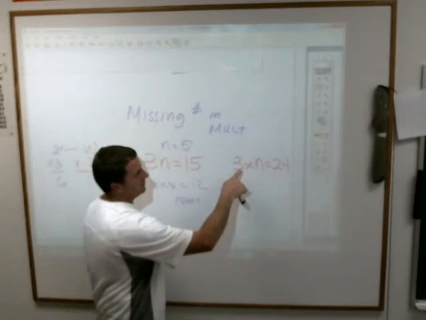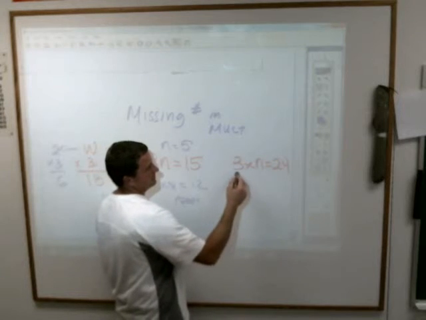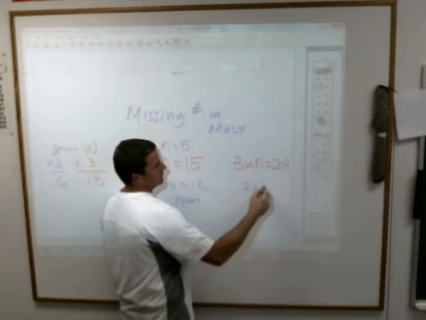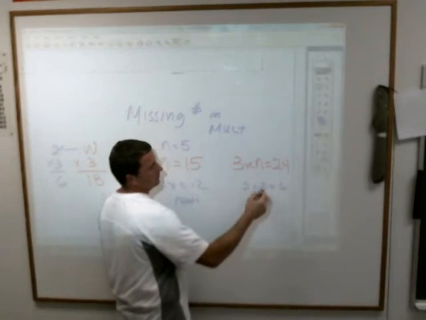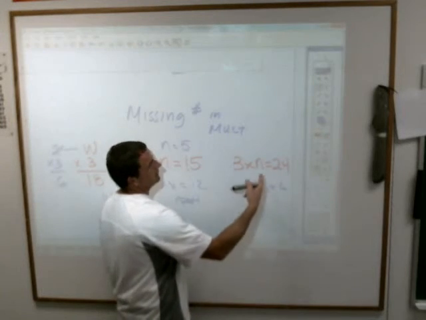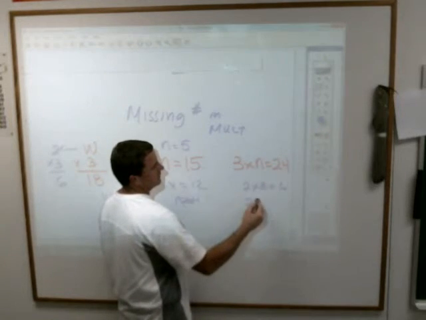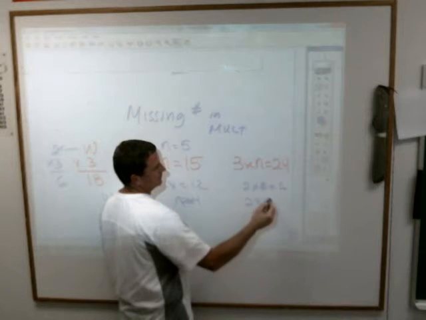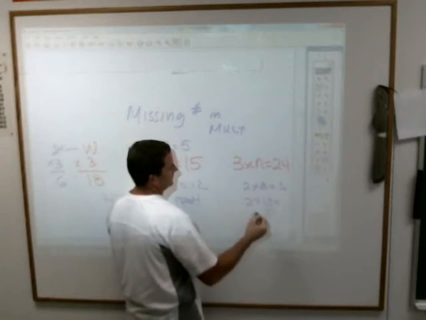And the same thing is going to be true here. Think of an easy problem. 2 times 3 is 6. If I'm missing the middle, what do I do with 6 and 2 to get 3? Divide. So 24 divided by 3 is 8.